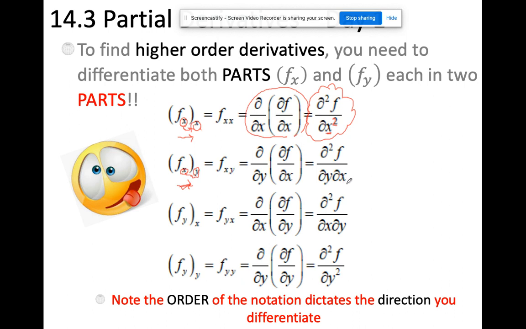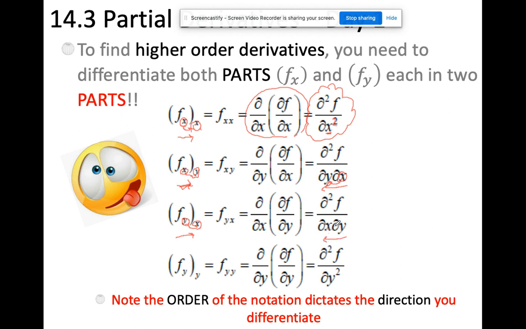Here you need to read it from right to left. This is telling you that you took the derivative with respect to x first, and then you want to take it with respect to y. Here, read from left to right. You took the partial derivative of f with respect to y, then x. But in the del notation, you need to read it this way.